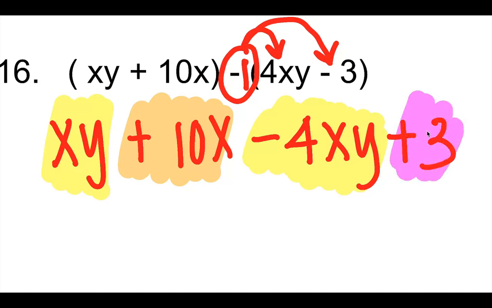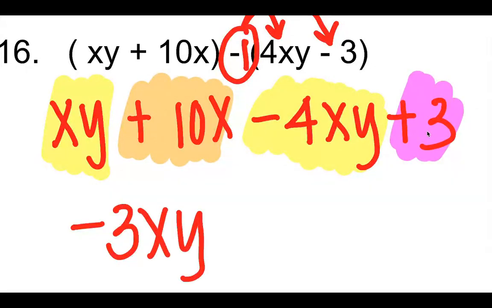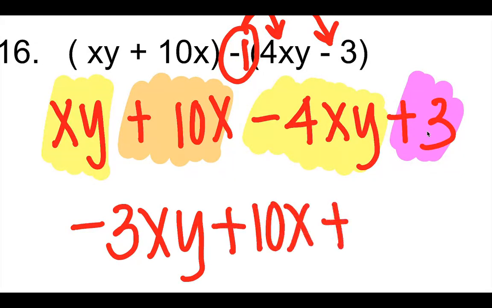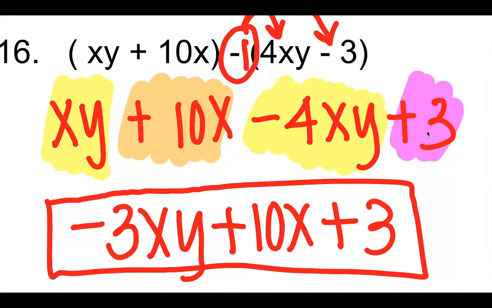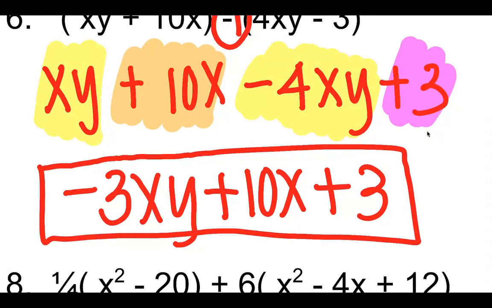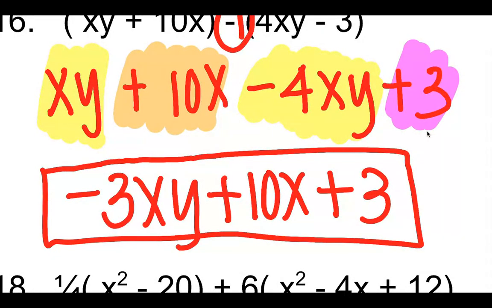So when we do this, we've got 1xy minus 4xy. So 1 minus 4 is negative 3. His last name is xy. Plus I have the 10x, he's by himself, and then the 3 is by himself. So I just bring those two down. And that would be my final answer. That's as far as I can go. Again, I can't combine the negative 3xy and the 10x because his last name is xy, his last name is x. They don't go together.